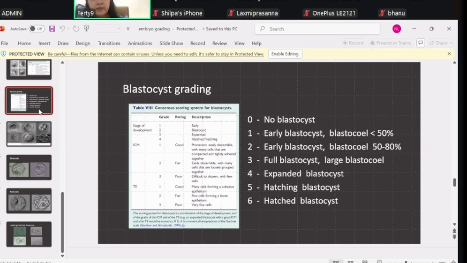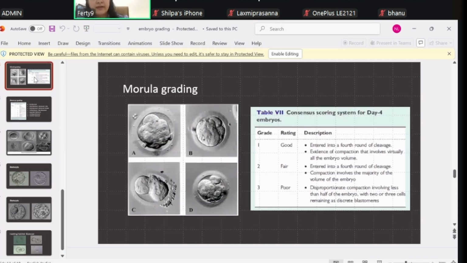In embryology, the more deeply you try to learn, the more interesting it is. One feels very passionate about this embryology topic.